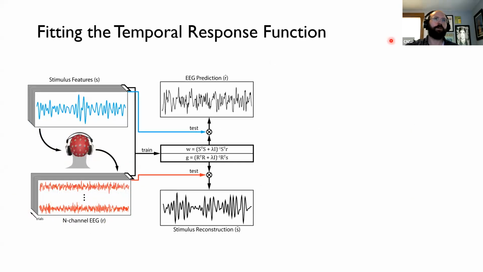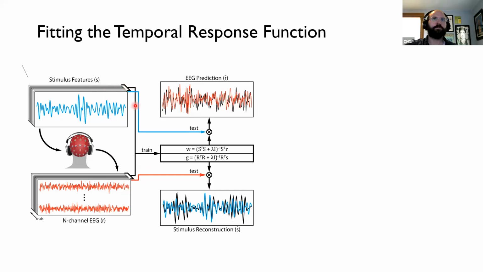Then we can take some other trials after we have this fit model, and we can use them to test that model. So we'll take a stimulus feature and pass it through the model and get some EEG prediction. Or if we're going in the backwards direction, we'll take the EEG, pass it through our backwards model, our decoder model, and get some stimulus reconstruction. Of course, we'll take the other signal and correlate to that, right?